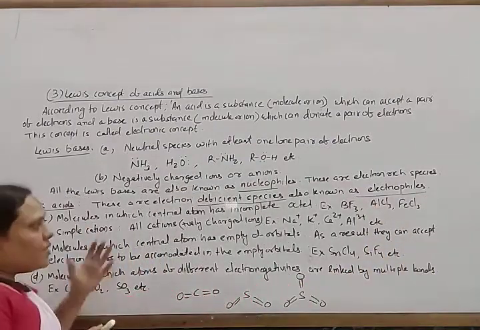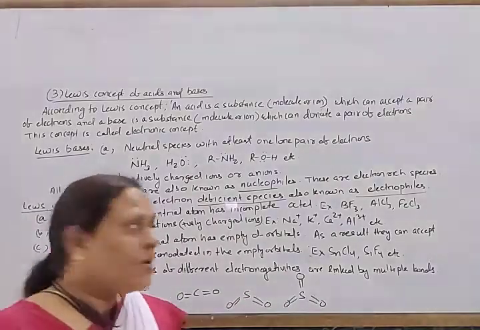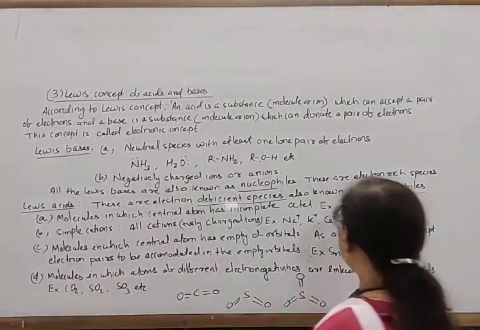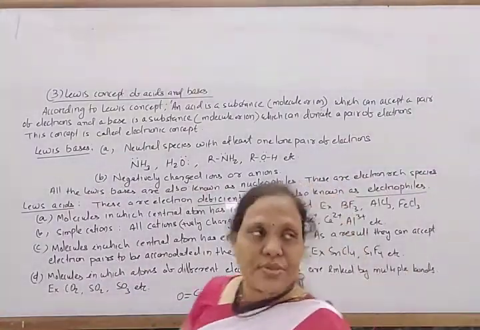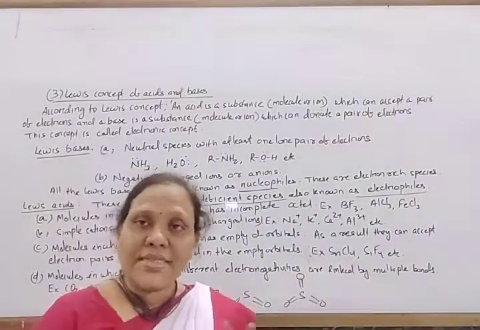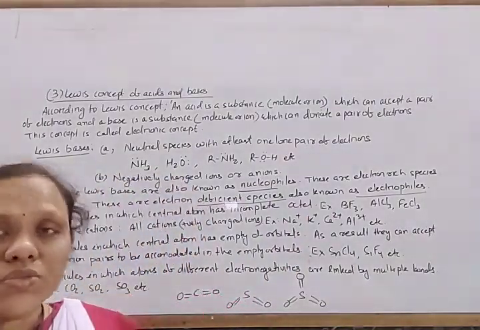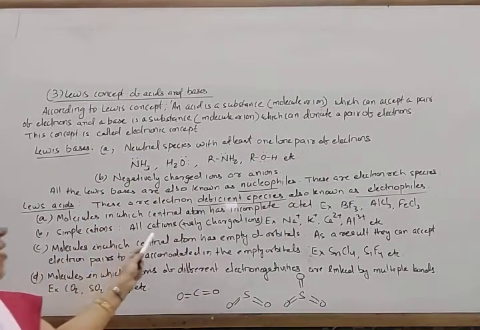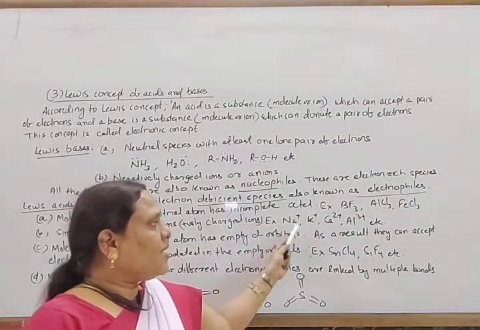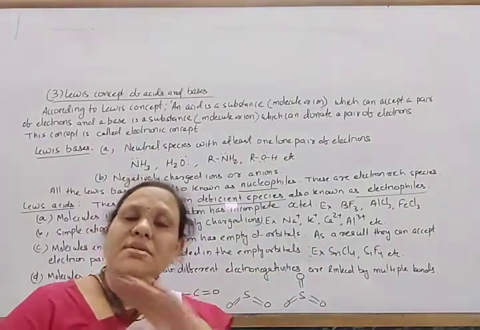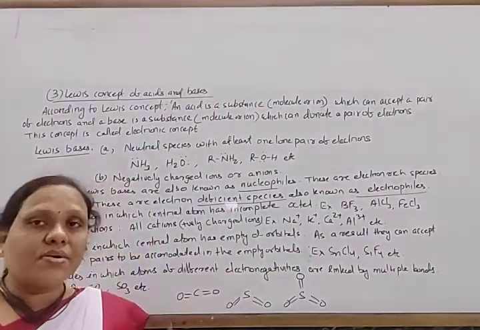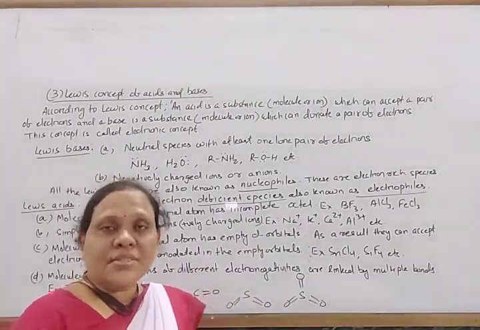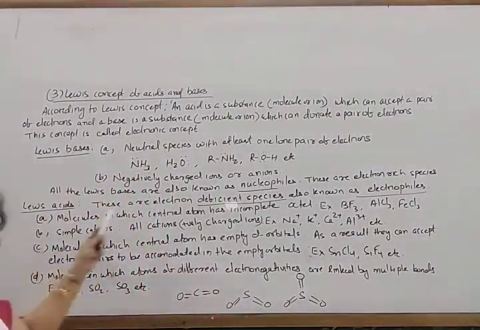Okay. So molecules in which the central atom has an incomplete octet, BF3, AlCl3, FeCl3. You know in BF3, the boron atom is surrounded by 6 electrons. Similarly, in AlCl3 it is surrounded by 6 electrons. In FeCl3 it is also surrounded by 6 electrons. Okay. The simple cations, all positively charged ions, Na+, K+, Cu+, NO2+, Cl+, whatever they may be, all positively charged ions are known as Lewis acids.